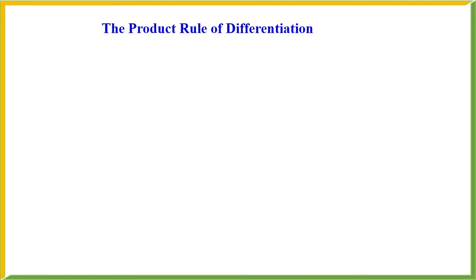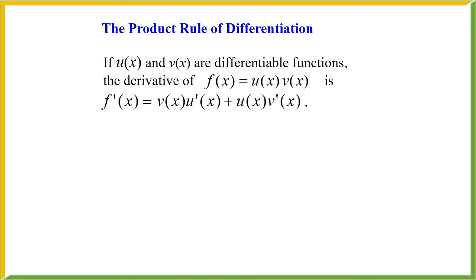Now continue. The next basic rule of differentiation is the product rule. So if u(x) and v(x) are differentiable functions, the derivative of f(x) equal to u(x) multiplied with v(x), so this is multiplication between two functions, two terms, is f prime x equal to v(x) multiplied with u prime x plus u(x) multiplied by v prime x. Okay, you see it looks complicated, right?